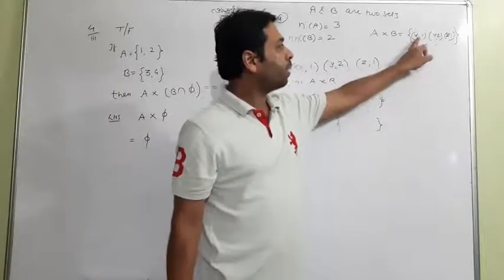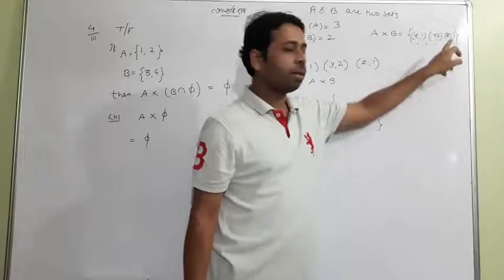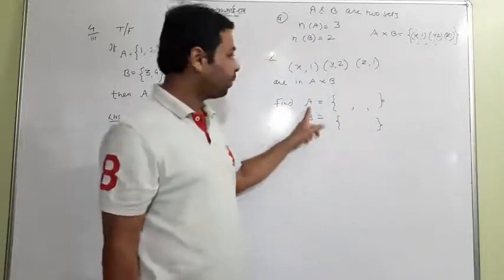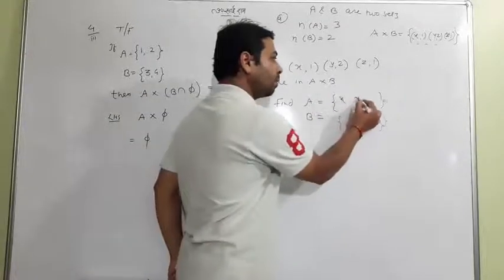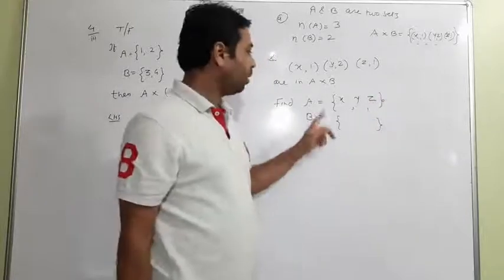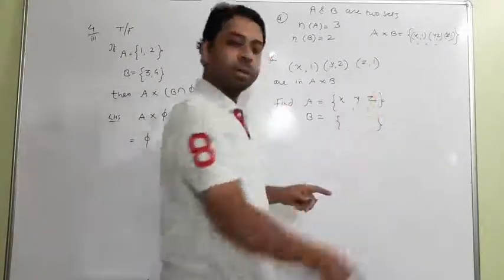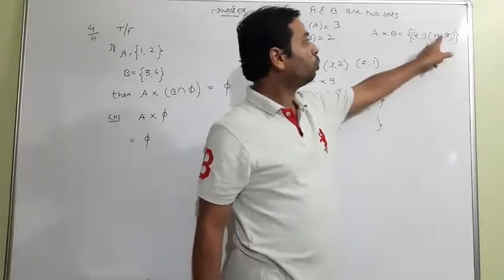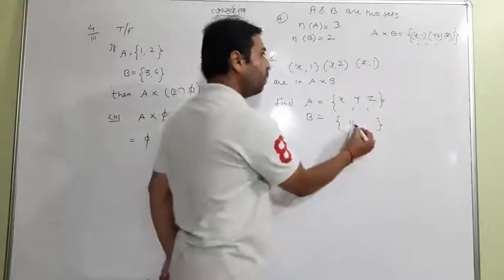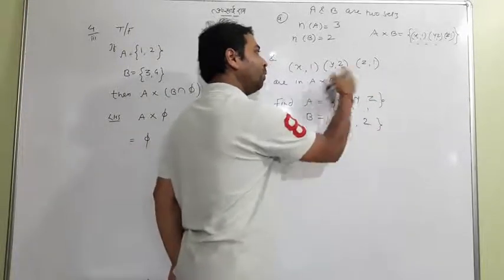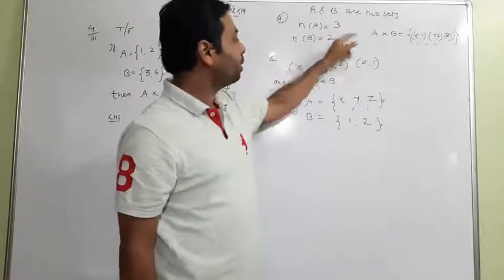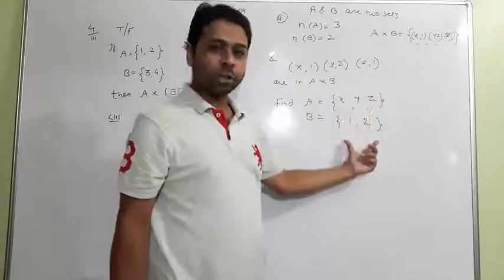Look at the first elements, x, y and z. I taught you yesterday, the first elements form A. So A is {x, y, z}. B will definitely be the second elements: 1, 2, 1. Twice I can't write 1, so B is {1, 2}. So A has 3 elements, matched, and B has 2 elements, matched.